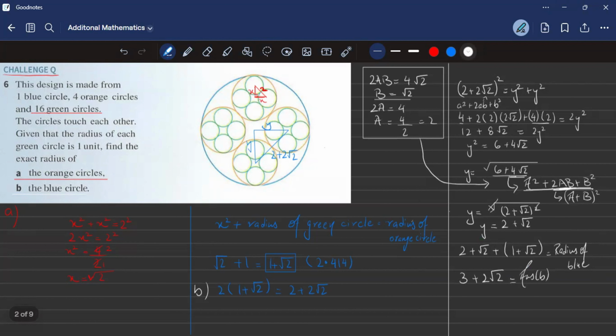Honest review: it does have a lot of hard concepts. Look at the under root 6 plus 4 under root 2. It's a bit of a hard concept, I'm going to admit that. And this one was actually what I would consider a hard question. So that's it for question number 6.